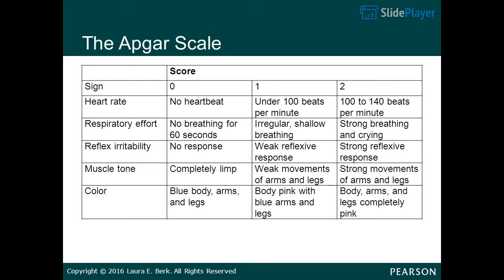strong reflexive response. Muscle tone: completely limp, weak movements of arms and legs, strong movements of arms and legs. Color: blue body, arms, and legs; body pink with blue arms and legs; body, arms, and legs completely pink.